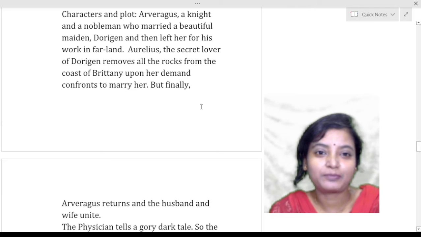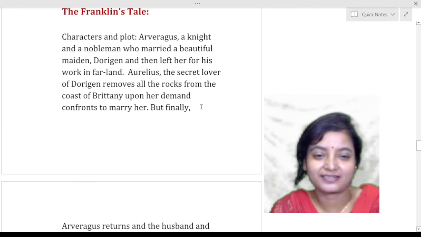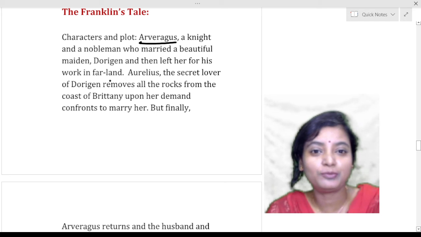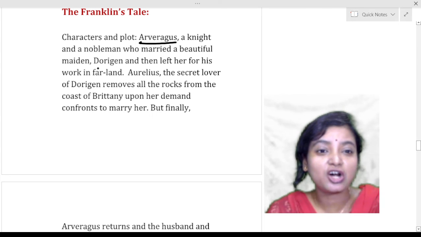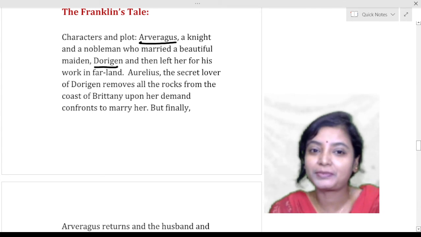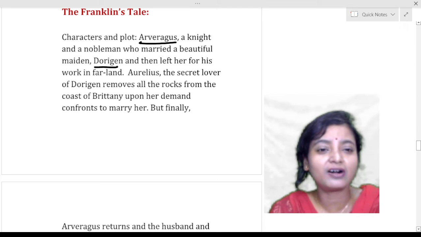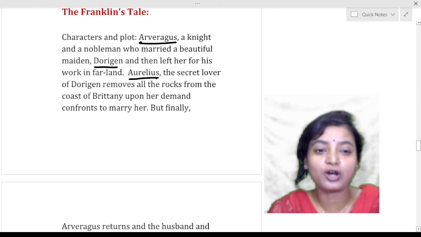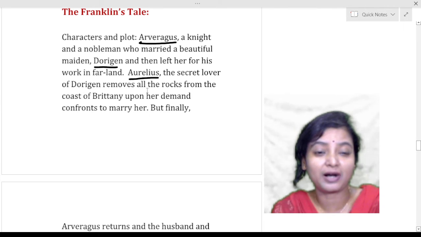The characters and plot. Arviragus, a knight and a nobleman, married a beautiful maiden, Dorigen, and then left her for his work in a far land. Aurelius, the secret lover. So who was Aurelius? The secret lover of Dorigen. He removes all the rocks from the coast of Brittany upon her demand, and then he confronts her to marry him.